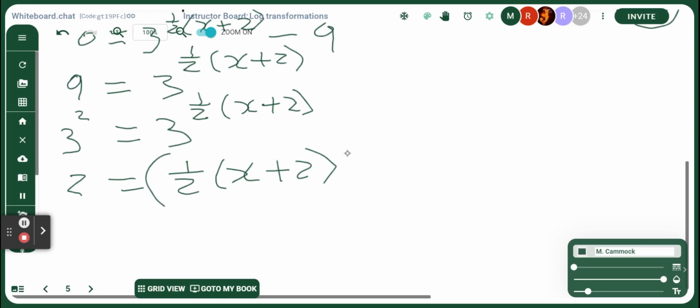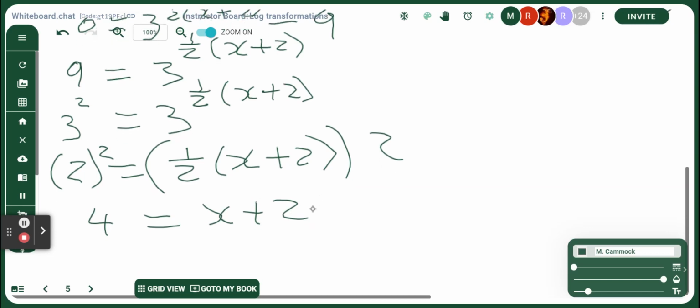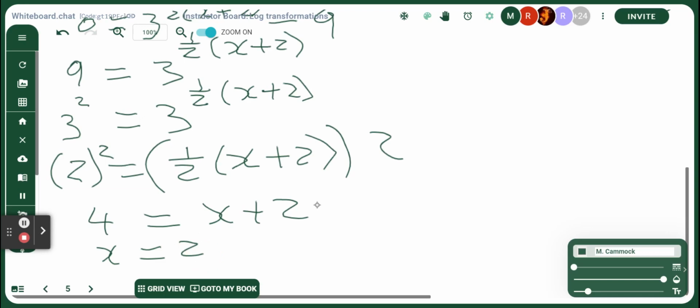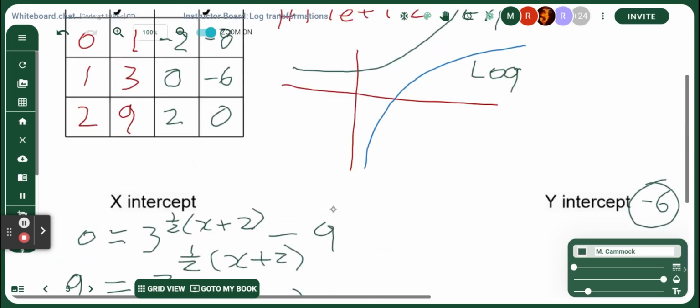So let's multiply this whole side by 2 and also this whole side by 2. Well, this side just becomes 4. That 2 and that half cancel out, so I'm going to be left with x plus 2. And of course, that's easy to solve. That means that x is equal to 2. But we knew that from our table, that x was in fact equal to 2. The x-intercept was 2. But how do we get the minus 6 now?